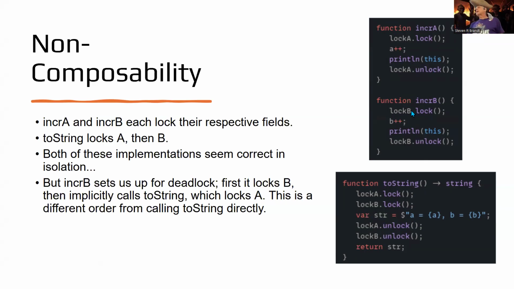You can't see it by reading any individual function. You have to read multiple functions to realize that this is happening. And the fundamental problem that's going on here is when I'm writing this toString method, I don't know what locks I'm already holding, right? That's a problem, is any method you write, when you enter it, you could already be holding some number of locks that you just don't know about. And that's what causes the danger for deadlock and the non-composability.